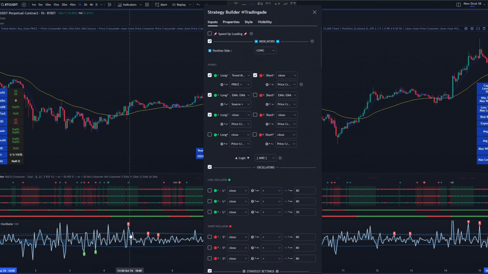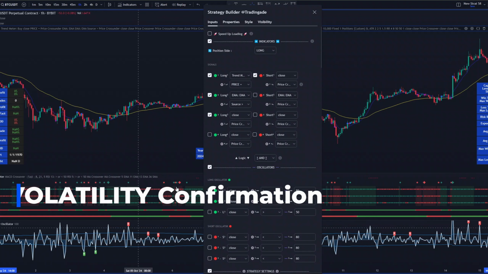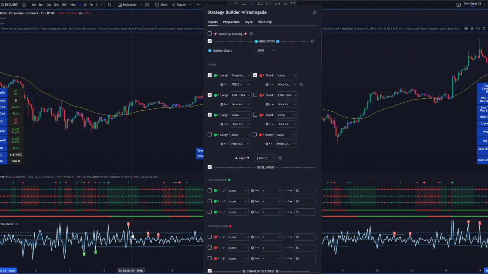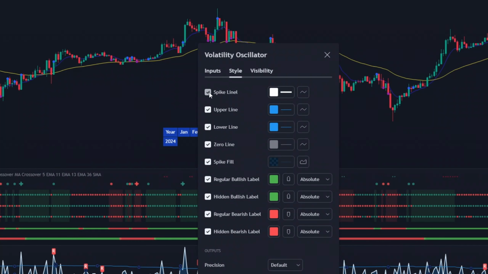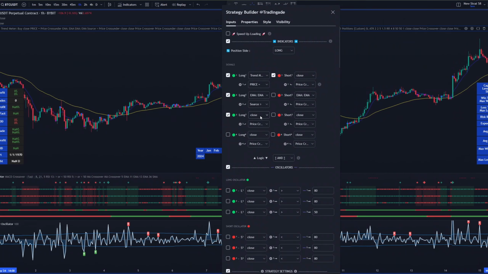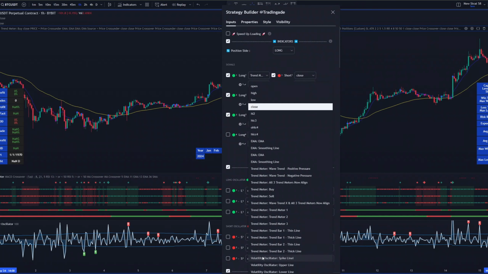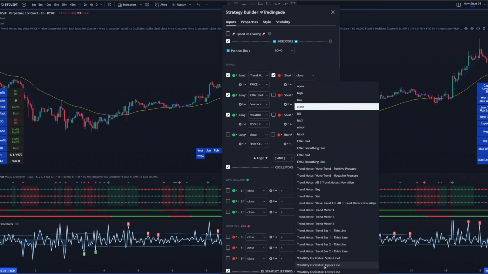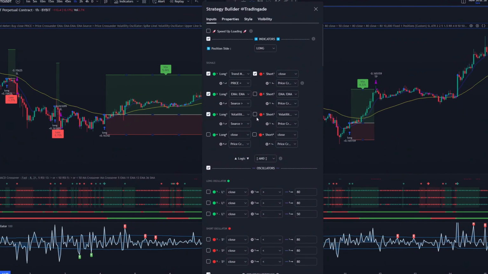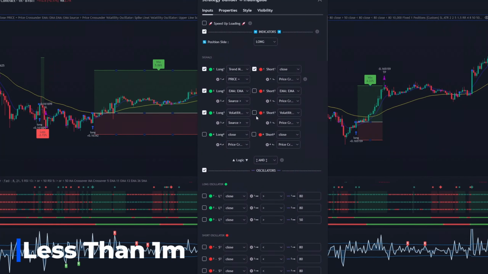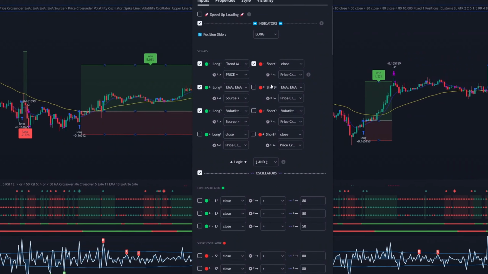The third and last confirmation, which is based on the volatility oscillator, needs the white line to be above this upper band. Let me check what the white line is, which is the spike line, and we need that to be greater than the upper line. So it's so simple. Here we need to select spike line, and here the upper line. Like the second signal, we need the white line to be above the upper line. And that's it, guys. As you can see, in less than 1 minute and within 2 clicks, we have just configured an entire strategy based on 3 different rules.